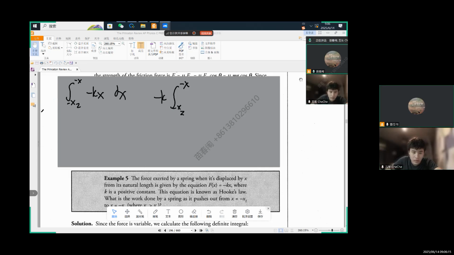Because of Hooke's law. Have you learned Hooke's law before? No. Then I can say something. It's not very difficult, but it's very common. Say this is the wall, and here is a spring. So I can push it. This is a spring. I can give it a force.